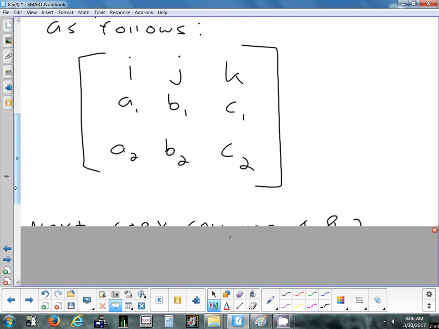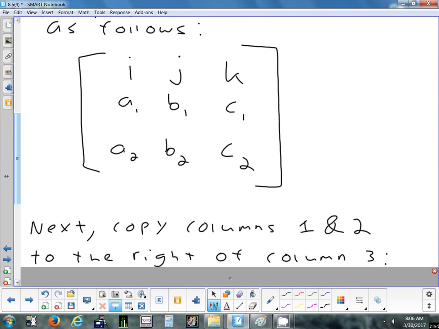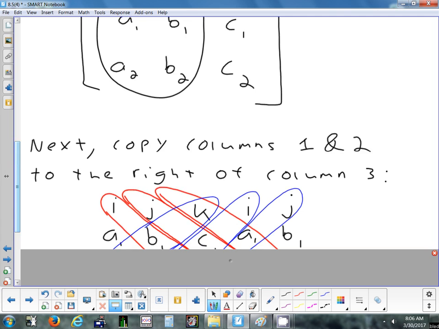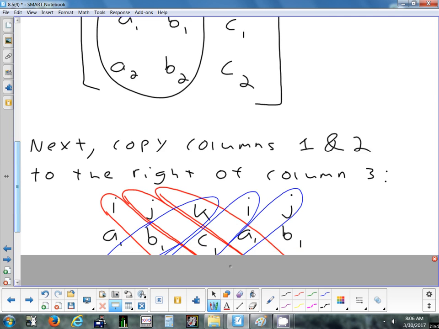Okay. So now the next step is you're going to copy columns 1 and 2 to the end. Okay, you're going to make a copy of them. So we're going to take what I just circled, and you're going to copy it to the end. So what that's going to do is create 2 more columns, same number of rows. So the first row would be I, J, K, and then you're copying the first 2 to the end. I, J. And you're going to do that all the way down. Okay, don't worry about what's circled in red and blue right now. Okay, got A1, B1, C1, A1, B1. Copy those two.